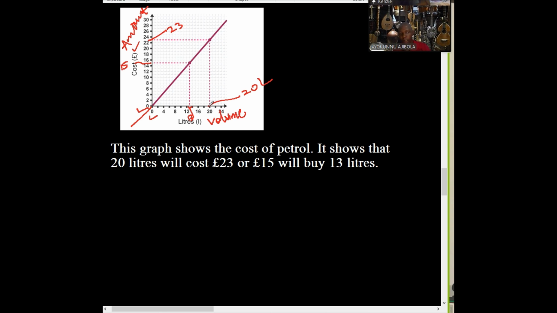So if we're going to use 2 points, let's say we're using point 0 and 23. So from the bottom to 23, the change up is y2 minus y1, which is 23 minus 0. Then the change to the right is 0 to 20, that is 20 minus 0, which is 23 over 20. And this gives 1.15.